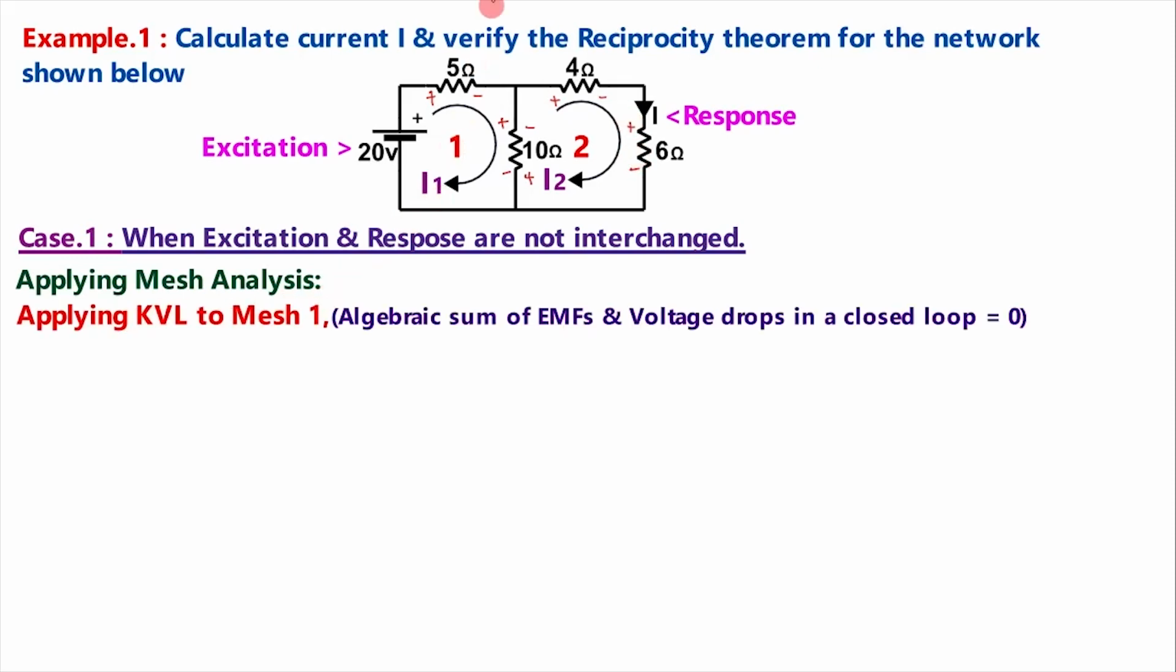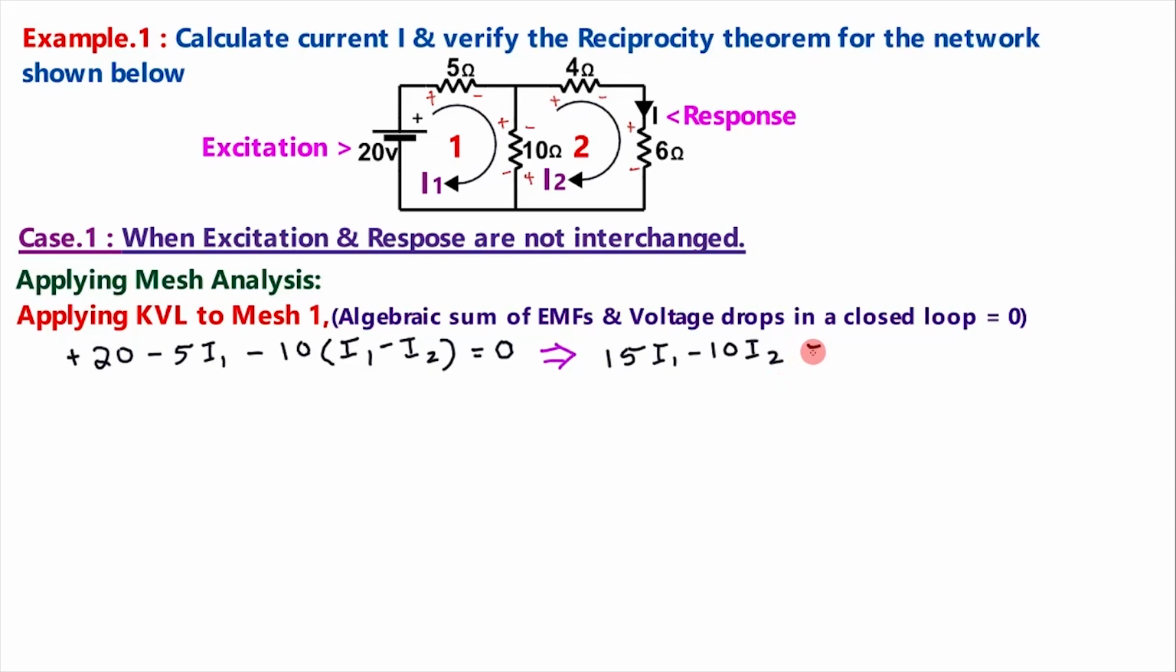Applying KVL to mesh 1, according to Kirchhoff's voltage law, the algebraic sum of EMFs and voltage drops in a closed loop will be 0. Here, as current is going in this direction, it is a rise in potential, so it is plus 20 volt. Then here, plus to minus, that is voltage drop, minus 5 into I1. Then here plus to minus, there also a voltage drop, 10 into the difference of these two currents, I1 and I2. As we are in mesh 1, we write I1 minus I2. This is equal to 0. Simplifying this equation, we get 15 I1 minus 10 I2 is equal to 20. Let this be equation number 1.